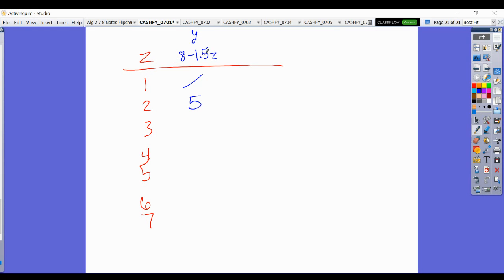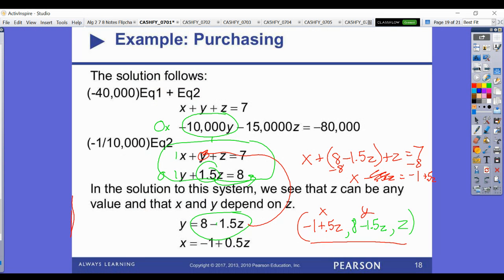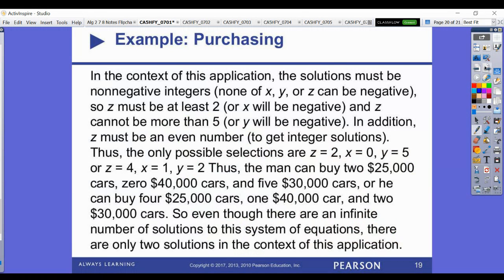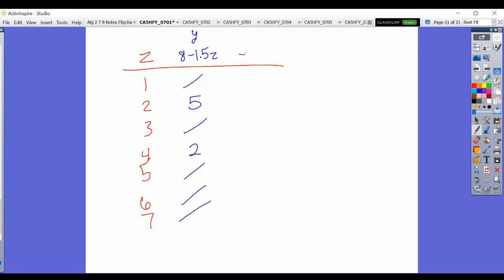If I put a 3 in here, that's a decimal. That's not going to work. A 4 times 1.5 is 6, so that's 2. If I put a 5 in here, that's a decimal. If I put a 6 in here, then I'm getting 8 minus 9, which is negative, so those aren't even going to work. So far, I've already narrowed it down to this. And now we're going to look at x, and x is -1 plus 0.5z. So I don't even need to check the ones that I already crossed off because they're impossible.